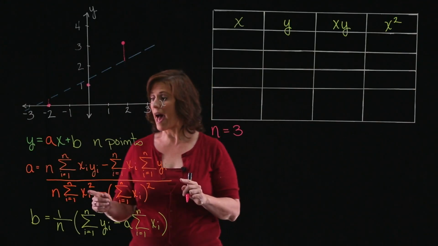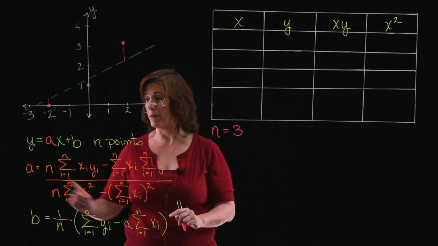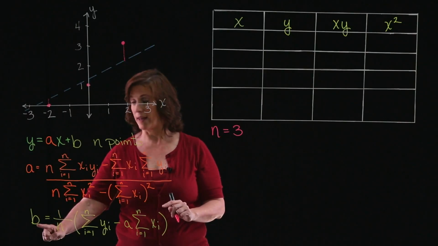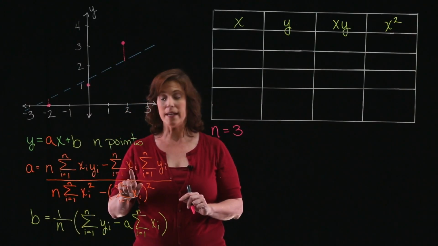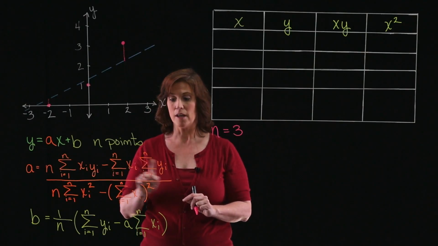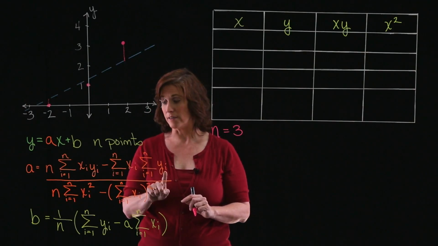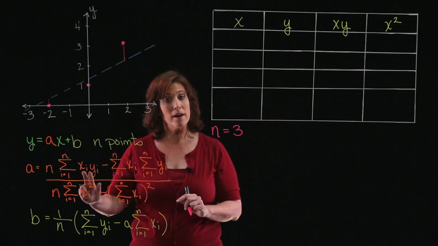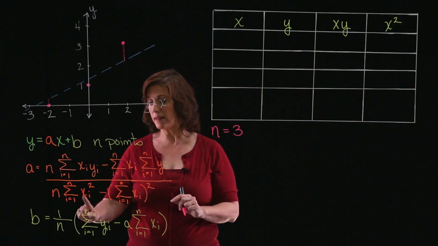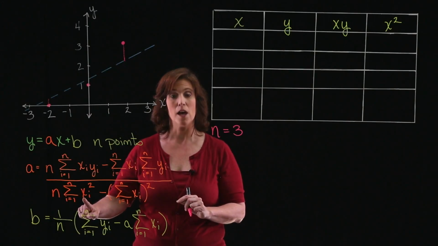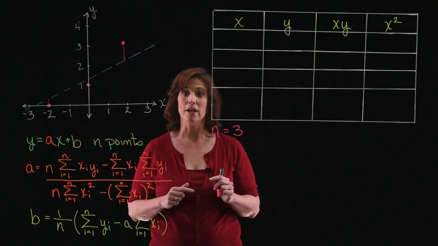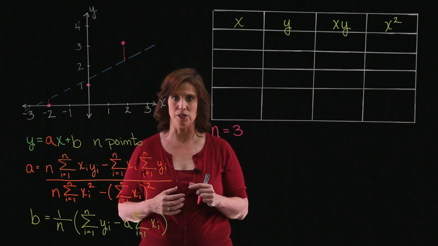Now, if you look at your formulas for both a and b, a being the slope of my line and b being the y-intercept, notice we need several things. We need to sum up all the x values. We need to sum up the y values. We need to sum up the product of the x and the y values. And then there's a spot where we have to do the sum of the square of the x terms. So I'm going to use a table to help me collect all of that information.